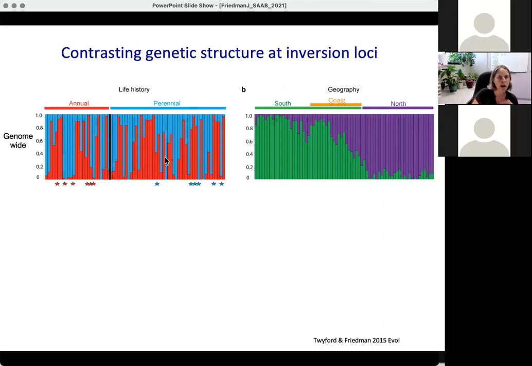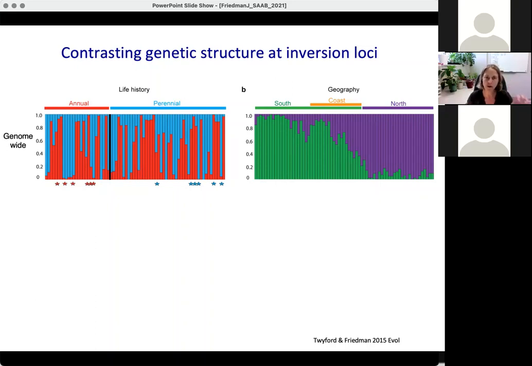And so when we color code these by life history, again, we see no particular similarity between annuals and perennials. On the left here are all the annual populations, but they don't tend to have more annual genes, for example. But we again see the strong signal of geography when we group these by geography. So that's genome-wide, again telling us that across the genome, there's lots of gene flow and admixture between these groups.